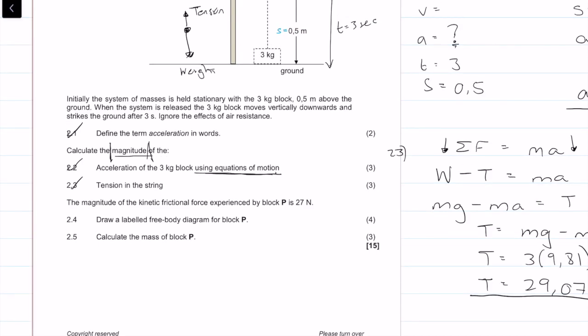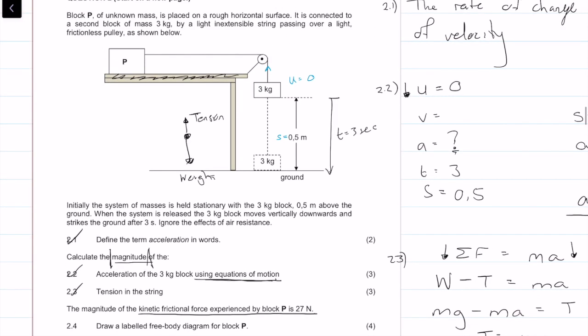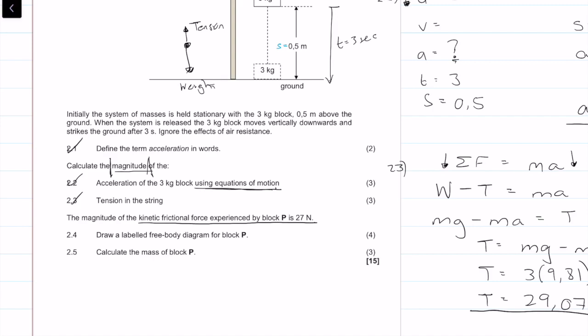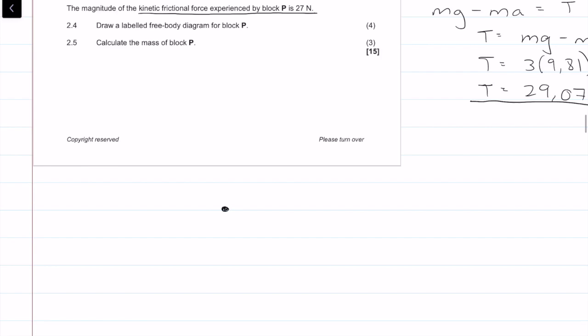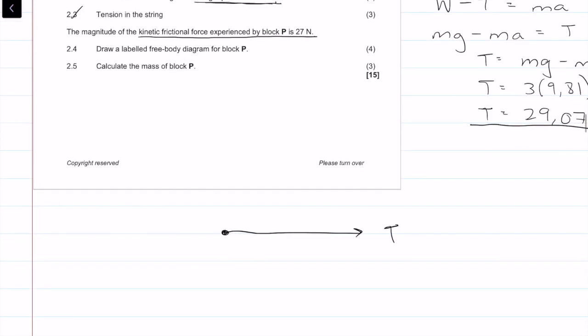The magnitude of the kinetic friction experienced by block P is 27 newtons. Okay, so the frictional force is 27 newtons. Draw a labeled free body diagram for block P. Okay, so let's understand what's happening. If this 3 kilogram mass is moving downwards, that means that block P is moving to the right. So we want to draw a free body diagram. First we're going to start off with our tension, which is pulling the block to the right, and then the force of friction is preventing it.